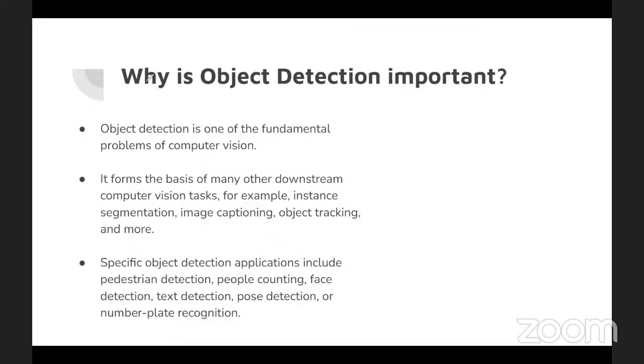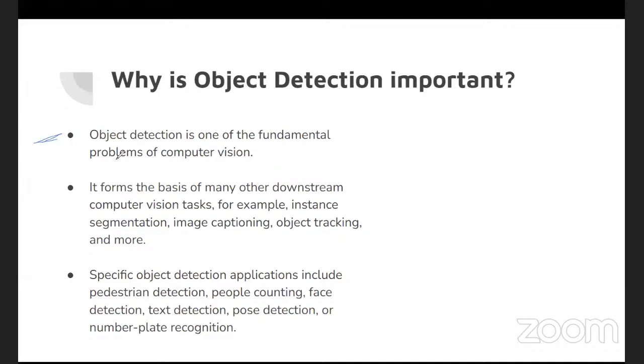Okay, so why is object detection important? Basically, why are industries rapidly adopting object detection, and why is it so important in the industry? As we all know, object detection is one of the most fundamental problems of computer vision. Like 80% of the tasks you will see in the real world in computer vision are related to object detection. And object detection forms the basis of many other computer vision tasks such as instance segmentation, image captioning, and object tracking, and more.